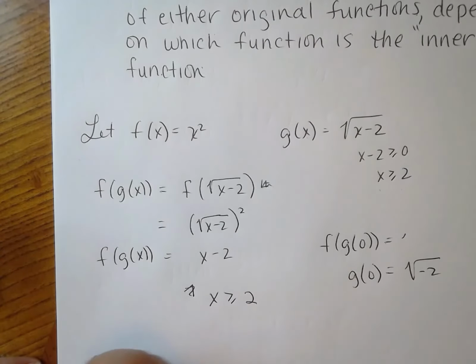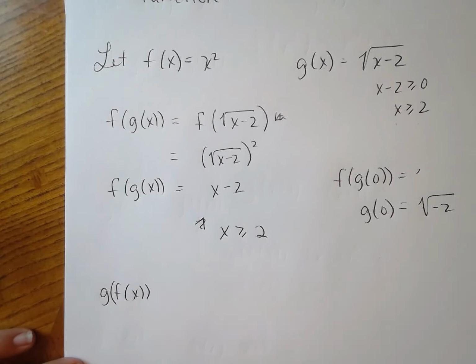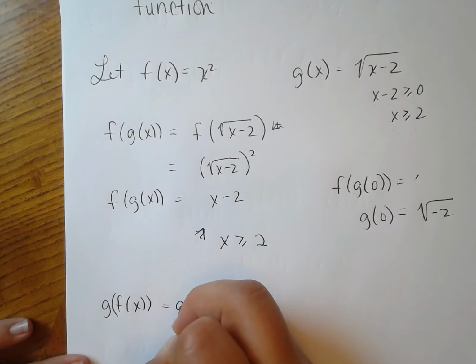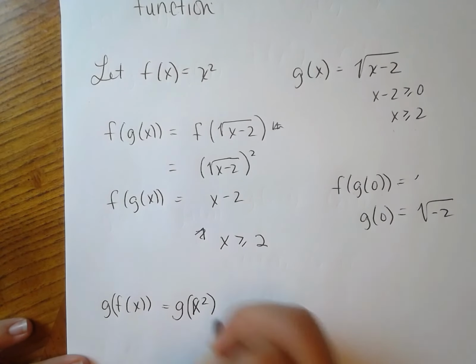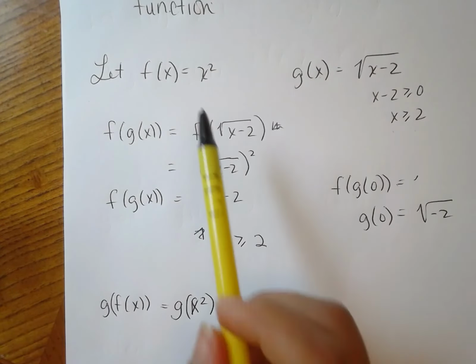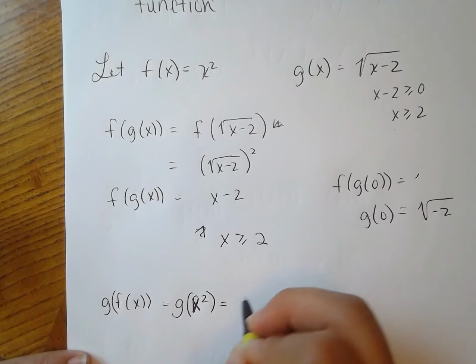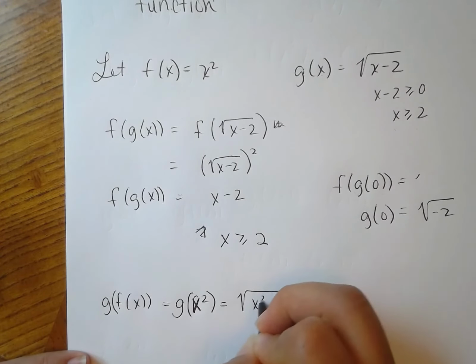Okay, so if I do it in the opposite direction, I look at g composed with f. This time I'm going to have f going into g. So that means I'm going to have g of, let me write x squared here, right? Because that's now my f. So I have g of x squared. So I take my g, which is the square root of x minus 2, and instead of x, I'm going to have x squared minus 2.